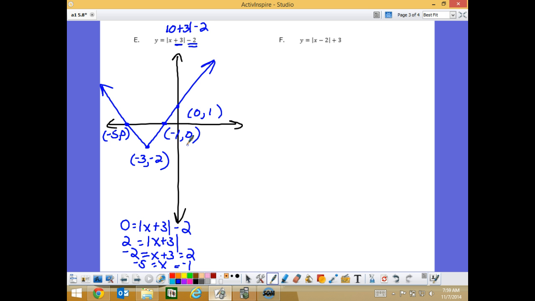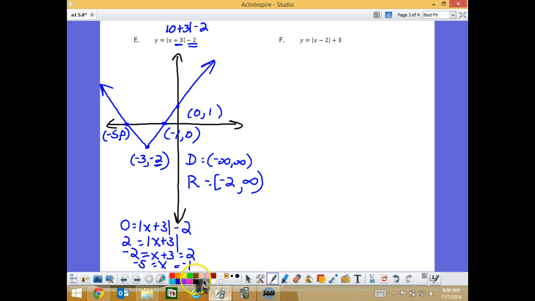And lastly, we'll give the domain and range. So the domain, left to right, is -infinity to infinity. The range goes bottom to top. And the bottom has a y value of -2. The top goes to infinity. So there is the domain and range of that function.